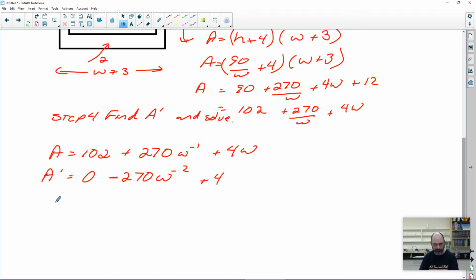We're going to add the 0 plus the 4, get rid of that 0. Set this to 0. So -270 w to the -2 plus 4. Okay, bringing the 4 over, -4 equals -270 w to the -2. Now, how do you solve for w here?